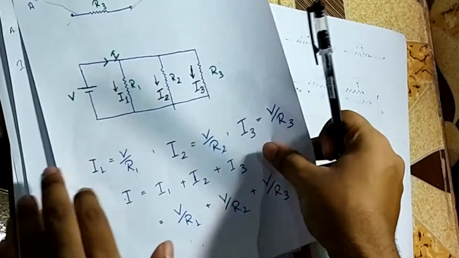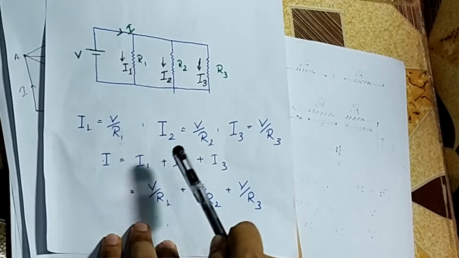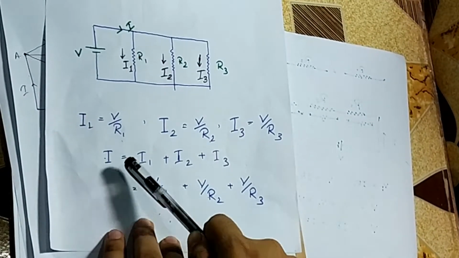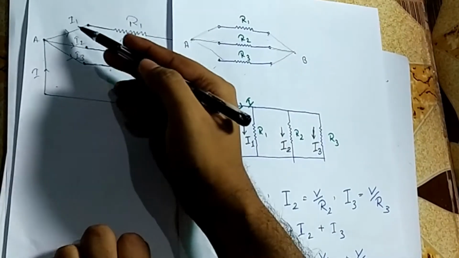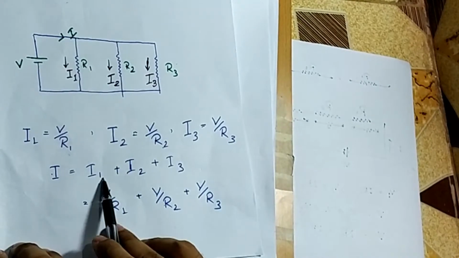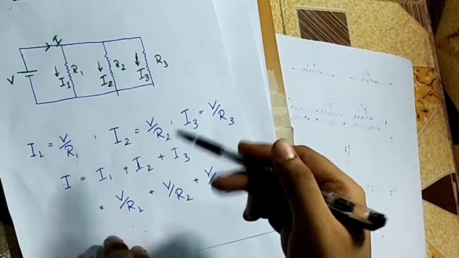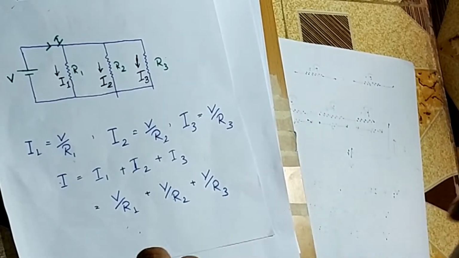Now if we add I1 plus I2 plus I3, we will get the total current I. Here you can see that I is nothing but I1 plus I2 plus I3. So I equals I1 plus I2 plus I3, which is nothing but V by R1 plus V by R2 plus V by R3.